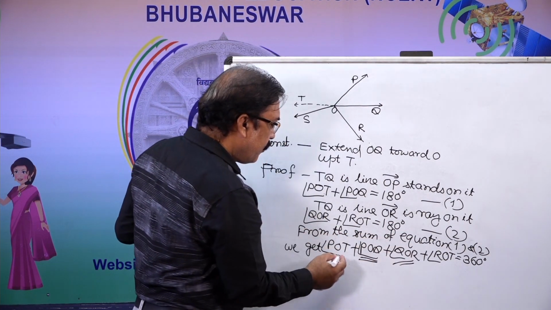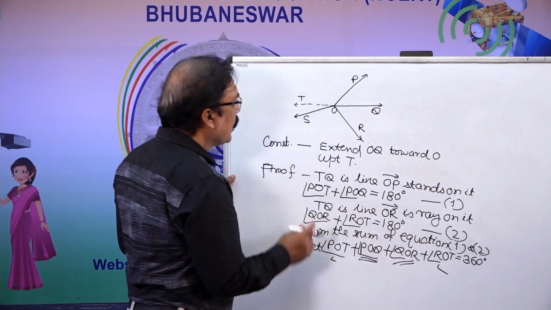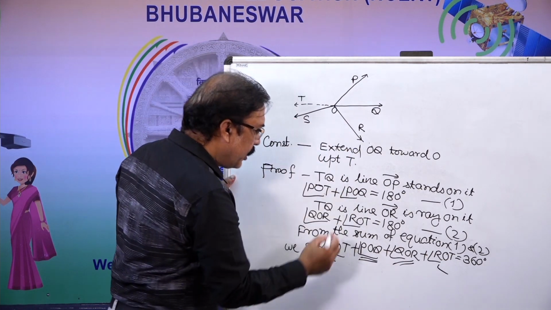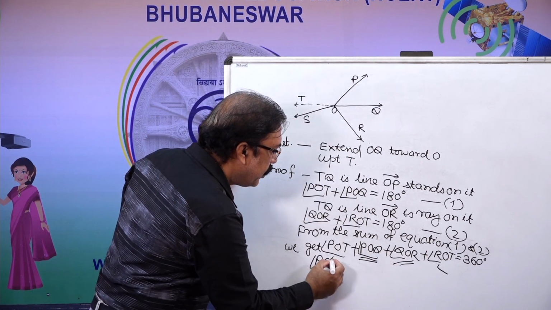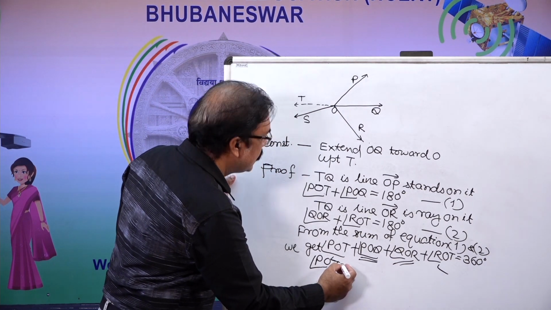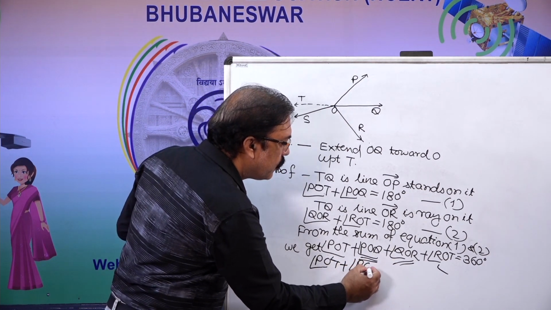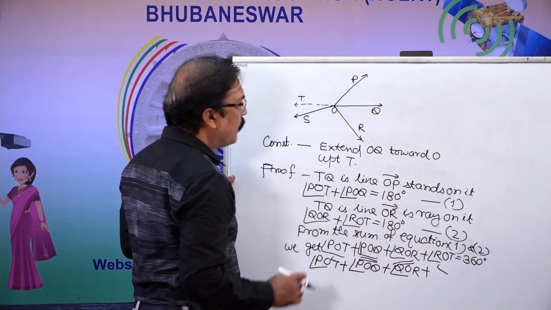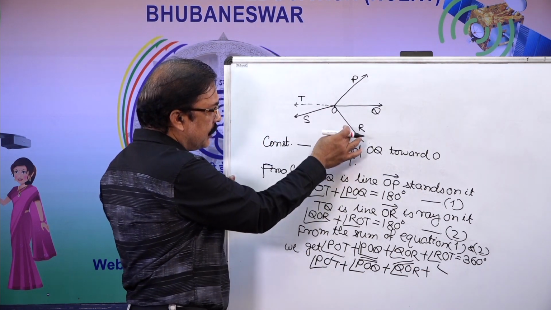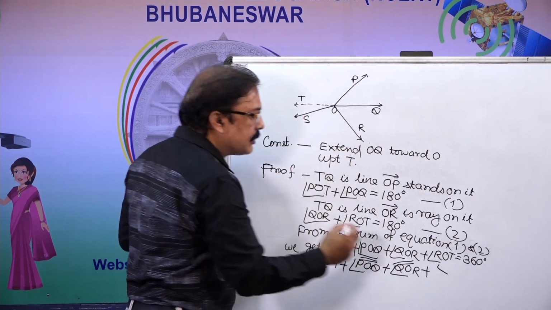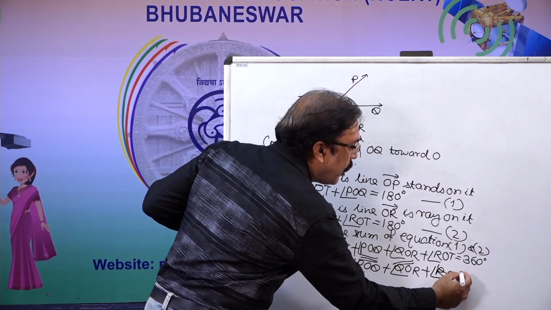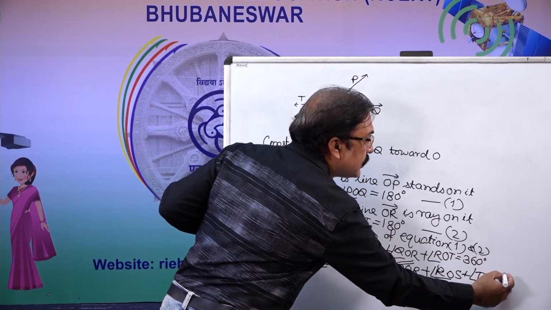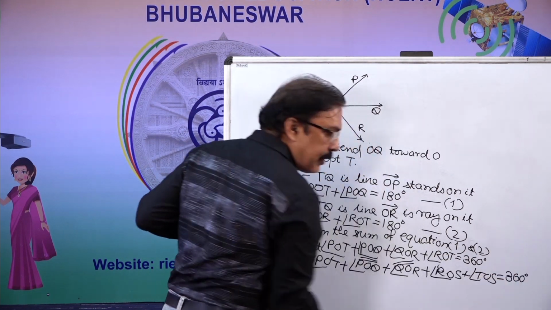Now you see POT and ROT. What is POT and ROT? POT is as it is, plus POQ is as it is, QOR is as it is, plus, but ROT can be written as ROS plus TOS. This is equal to 360 degrees.